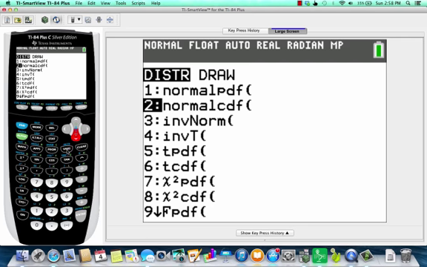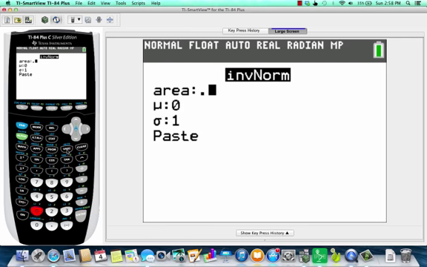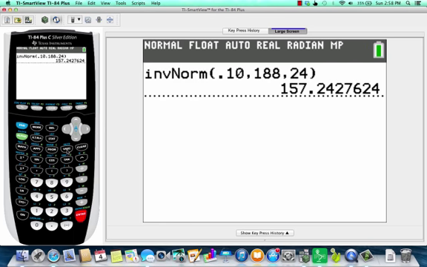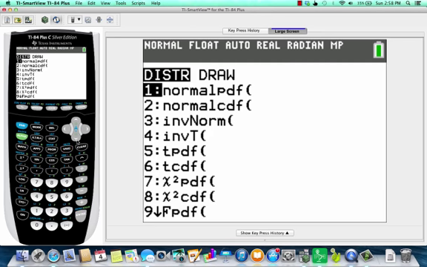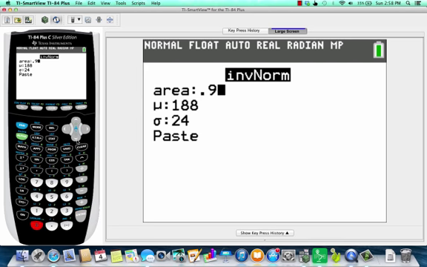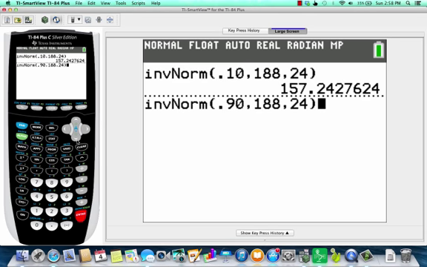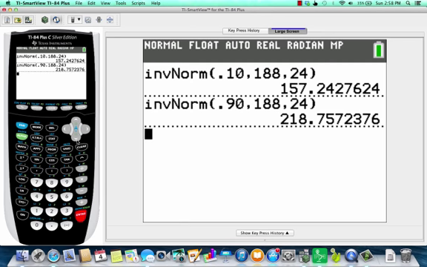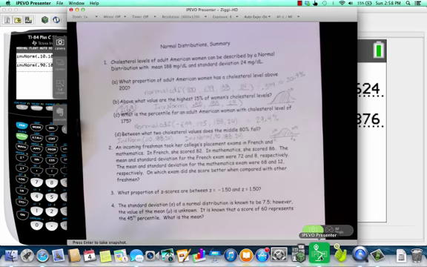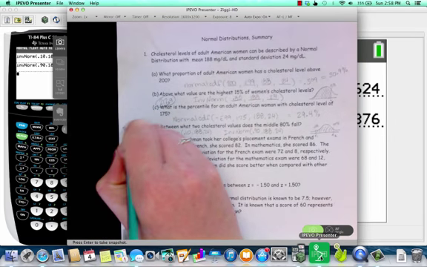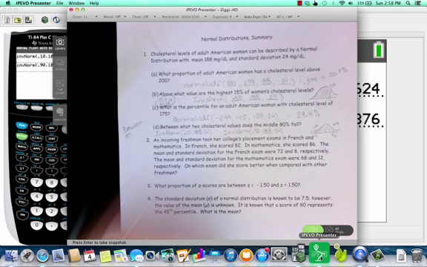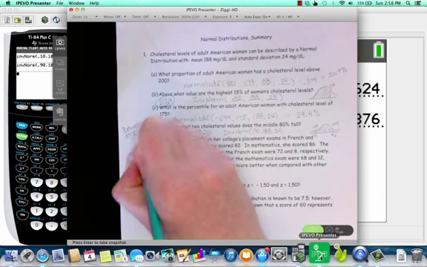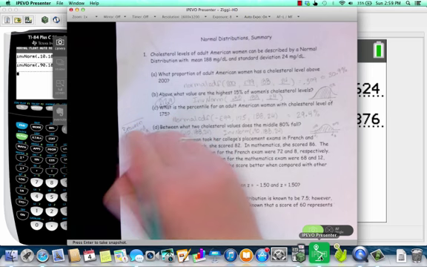So I'm going to do both of these in my calculator. Second distribution, inverse norm. First one, 0.10, mean 188, standard deviation 24. So my minimum value there, 157.2. Then I need to do this again, but now my area is 0.9. So my upper limit is 218. So the middle 80% are going to fall between 157.2 and 218.8.